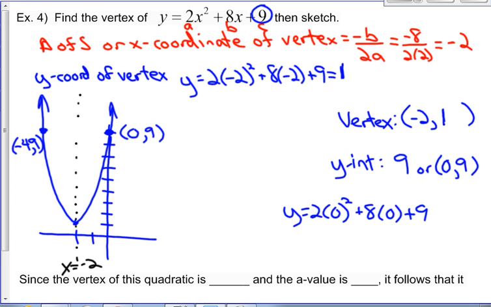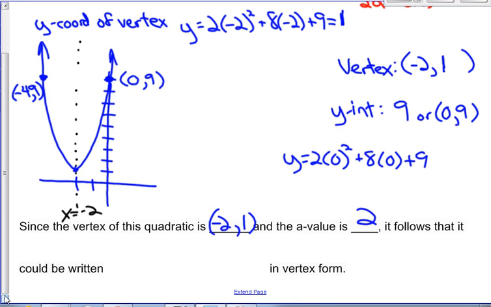Since the vertex of this quadratic is negative 2, 1, and the a value is just 2, it follows that we could have written this in vertex form. It would just be y equals a value of 2, x, well, that's a minus 2, so you're going to see an x plus 2 all squared, plus 1 in vertex form. So by finding the vertex, you can easily convert, surprisingly, to vertex form. I'll show you another way to get there in the next video, but I really think this is sufficient.